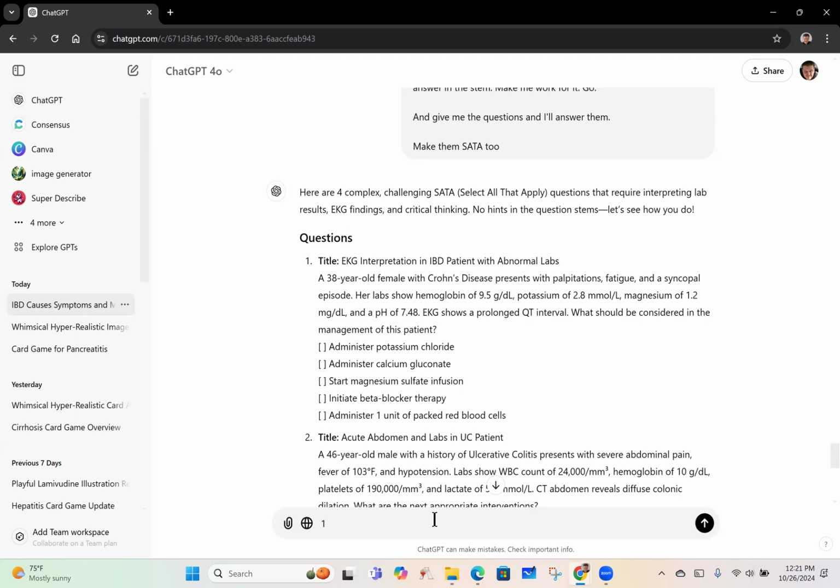So let's give it A. What else? Potassium was low, so we just give potassium. There's probably a magnesium on there too. All right, was B correct? Administer calcium gluconate? No, that's a treatment for hyperkalemia. This is kind of getting outside of the thing.